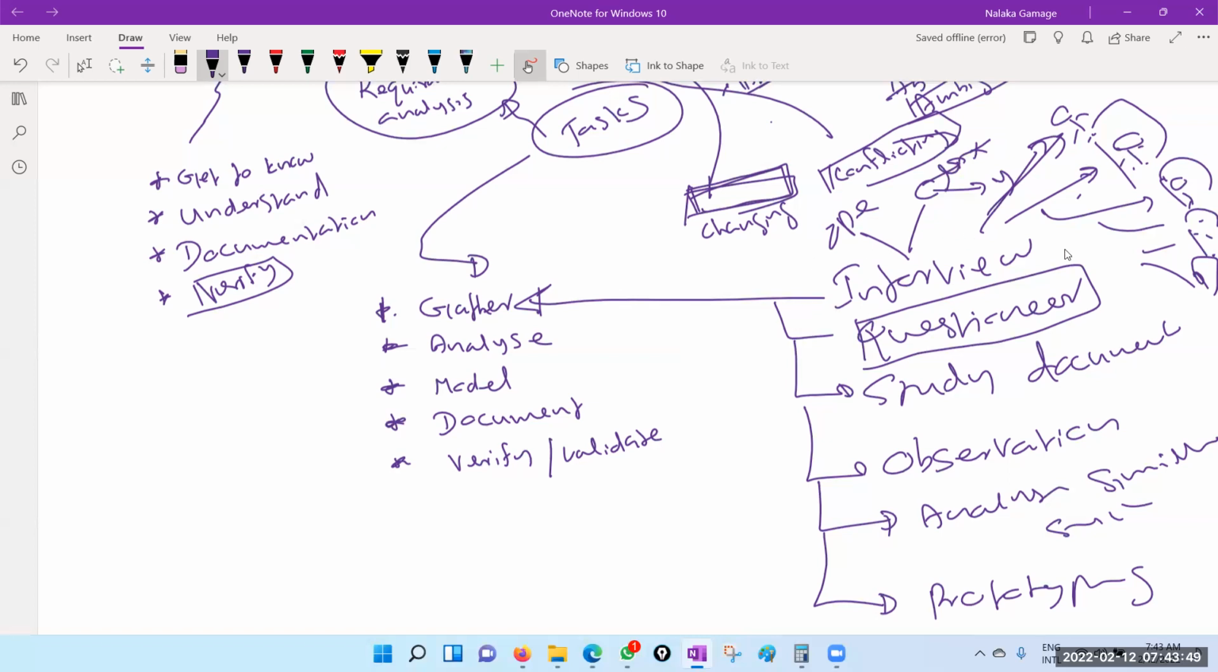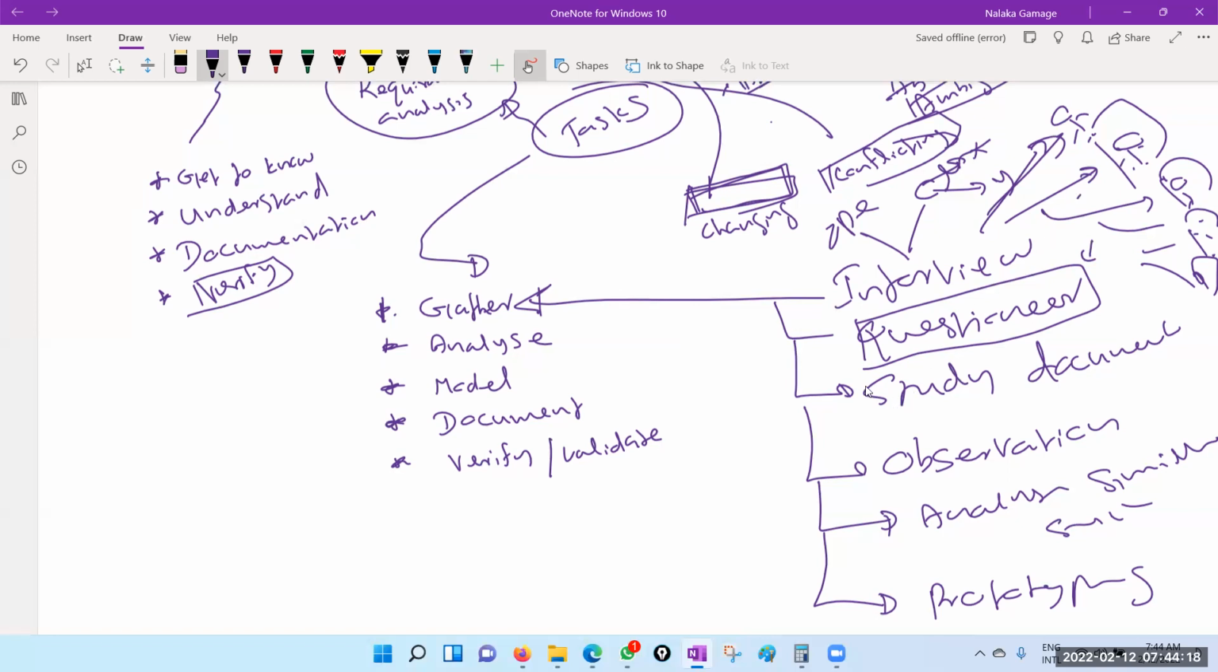But the main disadvantage is that this is not interactive. We can ask only a predefined set of questions. And also, if there are ambiguities, we don't have the opportunity to dig into that. And also, usually when you send a questionnaire, unless it is very formal, there's a very low feedback rate. People tend not to provide you the answers.